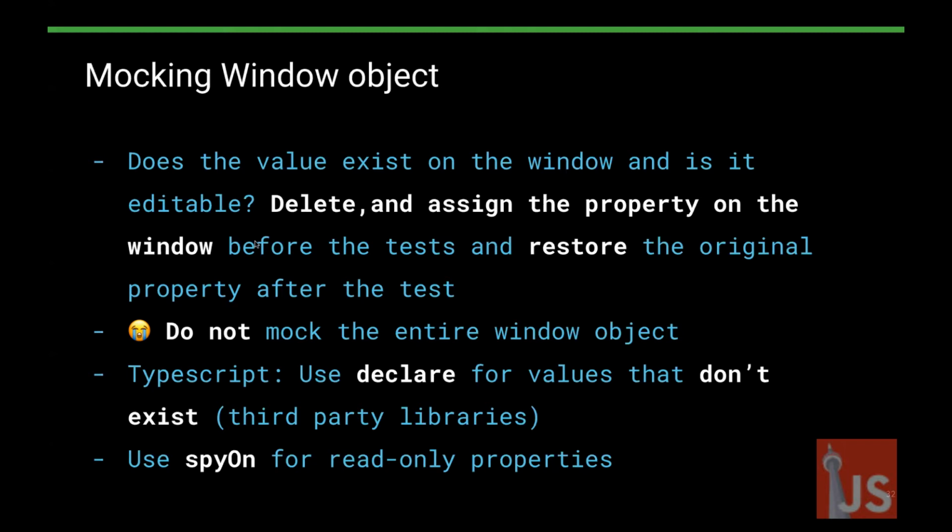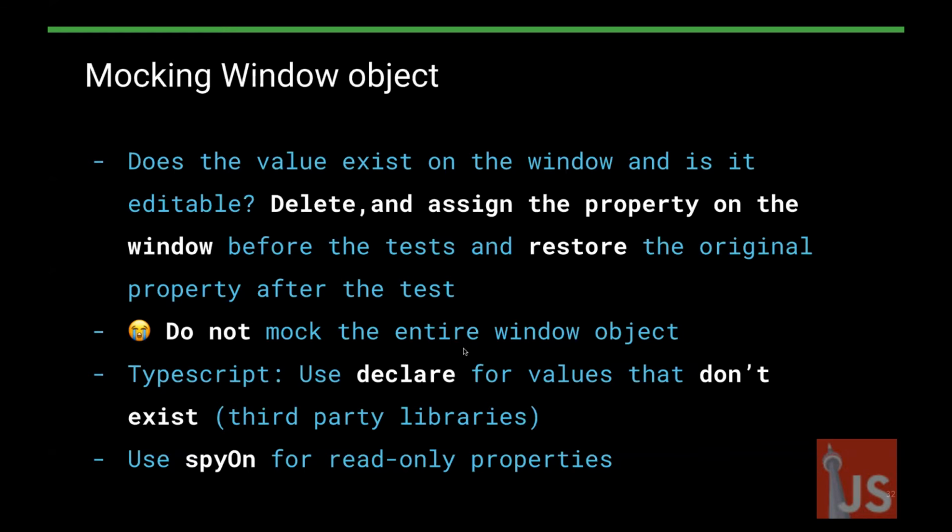And some of those keys are only read only, and then other keys are not read only. So this is where it gets complicated, because if you Google how to mock something on the window, you'll get lots of different responses. And that's just because there's a way to mock read only props, and there's a way to mock non-read only props. So if it's not read only, you can delete and assign the property on the window before the test and restore it after the test.